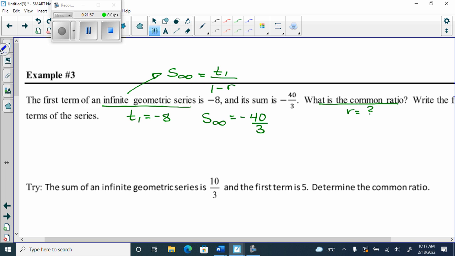Okay, so we're going to use the infinite formula. We have S infinite equals T1 over 1 minus R. And then we're going to fill in what we know. For the infinite formula, we only have 3 unknowns total, so we always have to know 2, and then we can find 1, correct? So S infinity is negative 40 over 3 equals T1, which is negative 8, over 1 minus R. Now this is the step after this where things go awry.